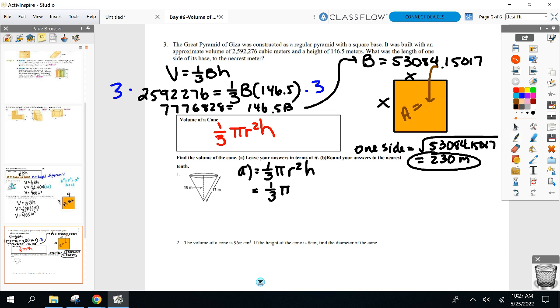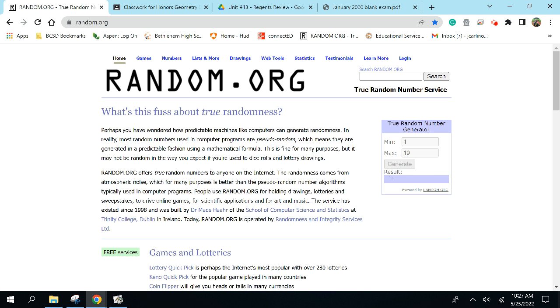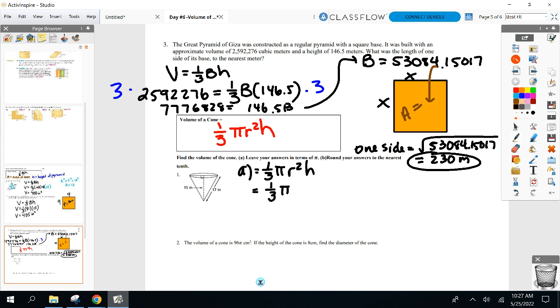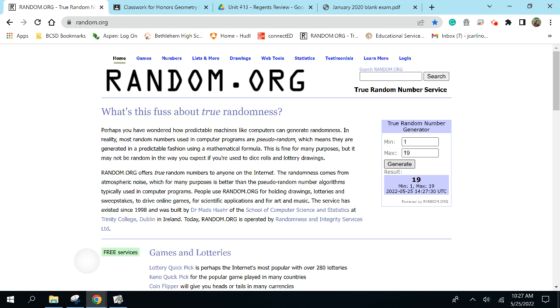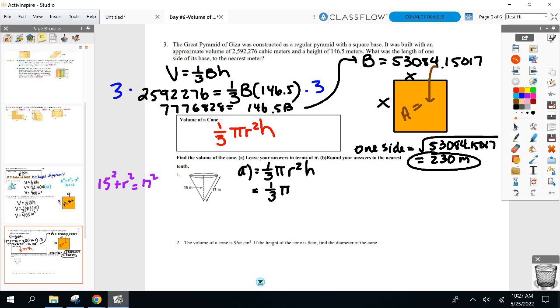1/3 pi. Problem, I don't have the radius given. But to find it, Pythag. Go ahead, everyone. Pythag. To find the radius: 15 squared plus radius squared equals 17 slant height squared. R, 8. Yep. There you go.